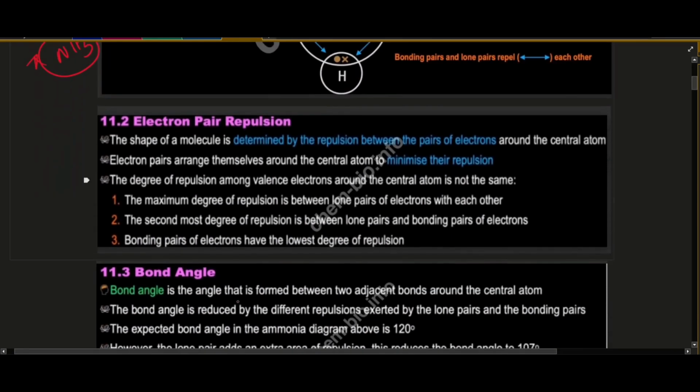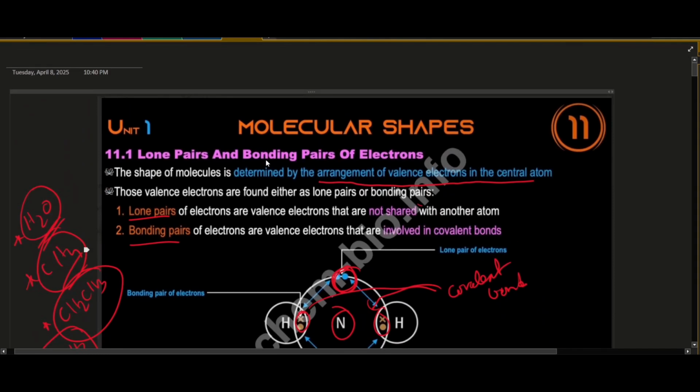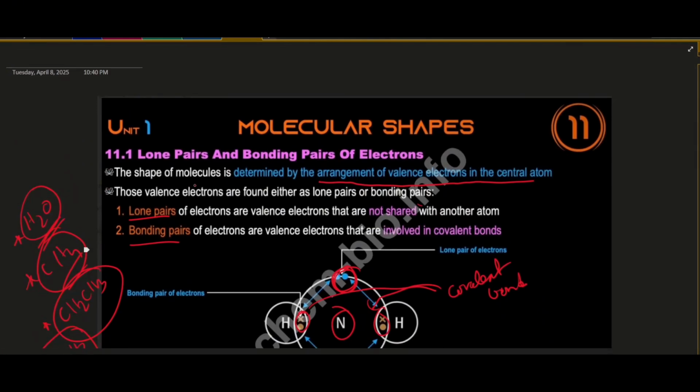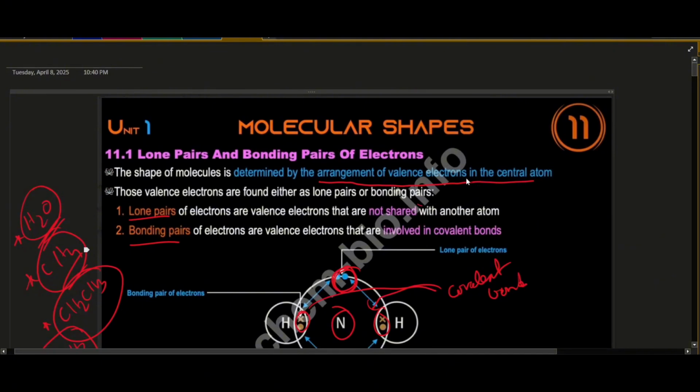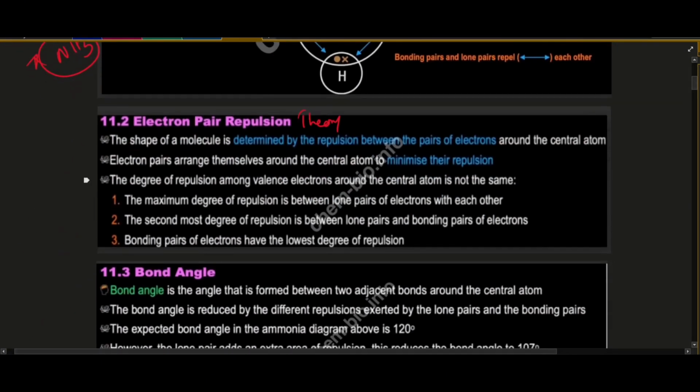Now there is a theory which basically supports it. It's known as the electron pair repulsion theory. Previously, we said that the shape of molecules is determined by the arrangement of valence electrons. Now we'll go a little more advanced and emphasize that statement by using a theory known as the electron pair repulsion theory. So the shape of the molecule is determined by the repulsion between the pairs of electrons around the central atom.